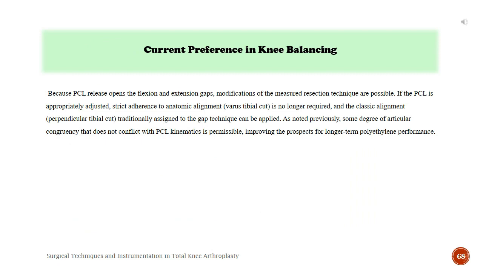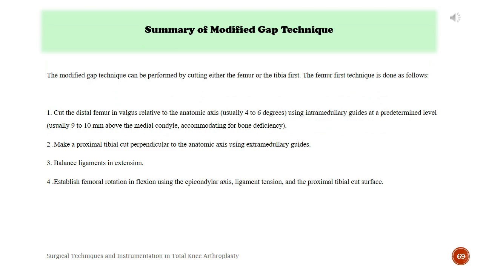Current preference in knee balancing. Because PCL release opens the flexion and extension gaps, modifications of the measured resection technique are possible. If the PCL is appropriately adjusted, strict adherence to anatomic alignment, varus tibial cut, is no longer required, and the classic alignment, perpendicular tibial cut, traditionally assigned to the gap technique can be applied. As noted previously, some degree of articular congruency that does not conflict with PCL kinematics is permissible, improving the prospects for longer-term polyethylene performance. Summary of modified gap technique.